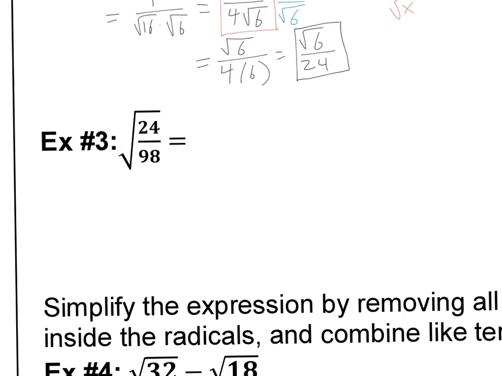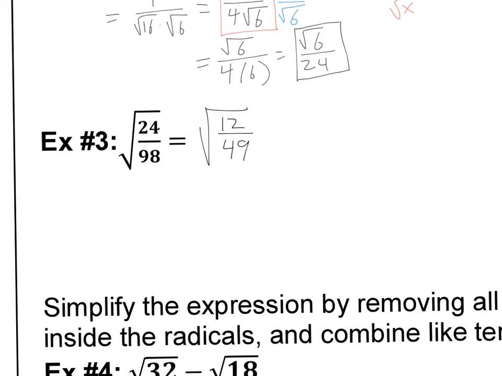Alright, now we've got more than just a 1 on top. That's okay. We can handle this. The first thing I see here is that I think I could reduce. So before I even try to separate this out, I'm just going to see if I can reduce. And I think I could definitely take a 2 out of each of these. If I took a 2 out, it would be the square root of 24 divided by 2 is 12, and 98 divided by 2 is 49.